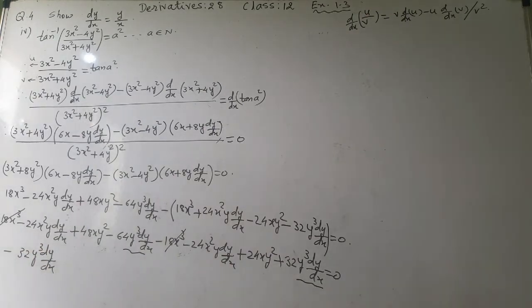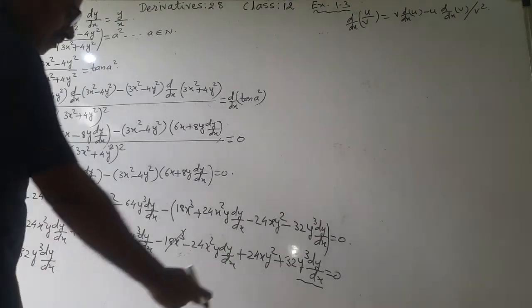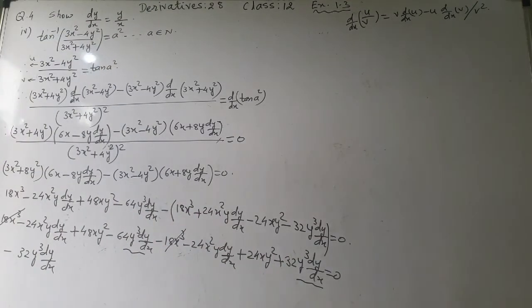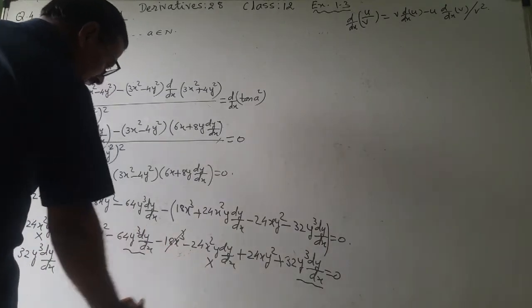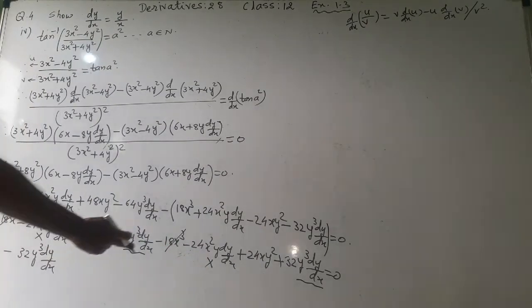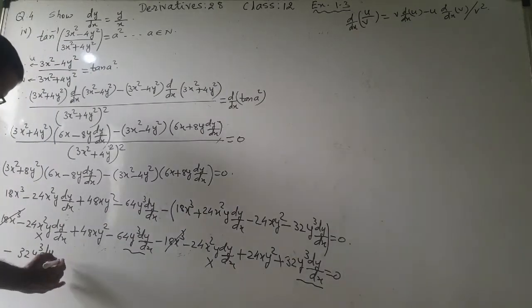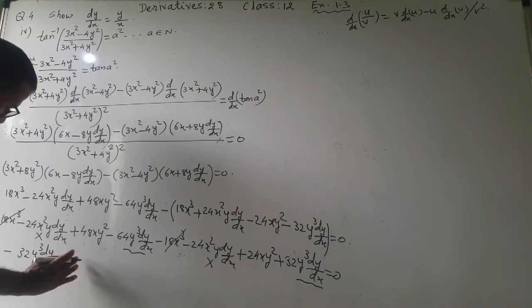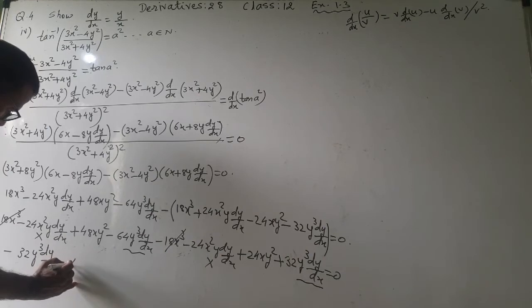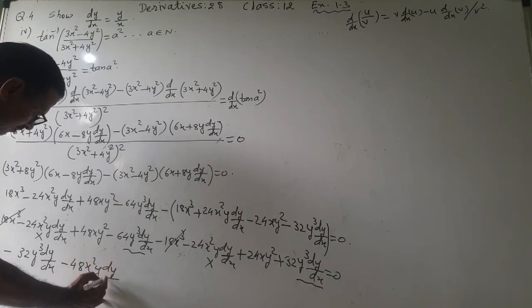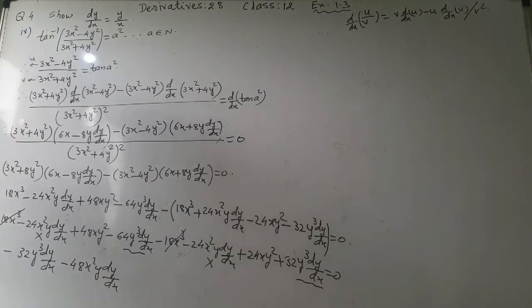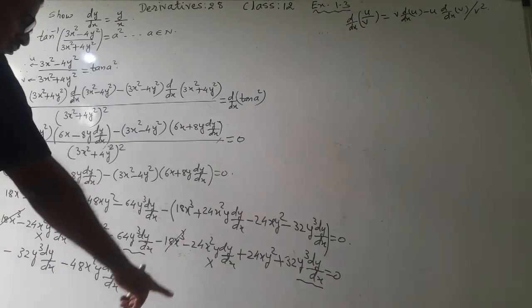Hope you have understood. So what part I have completed? I have put the marking over there. Now this much part, this and this, I am considering they are at the same x square y. So minus 48 x square y dy by dx. So this much part is also over.